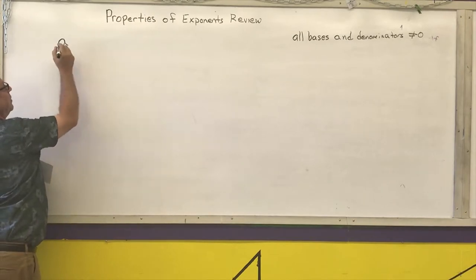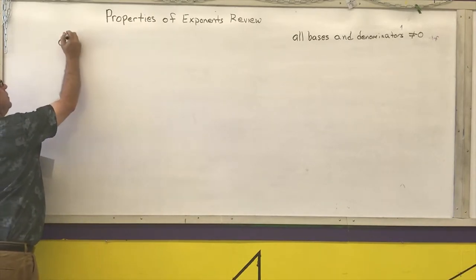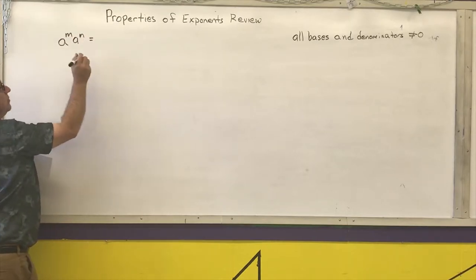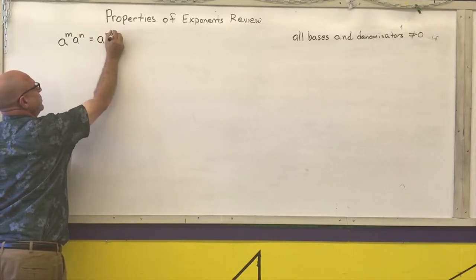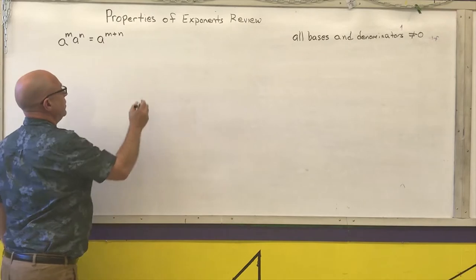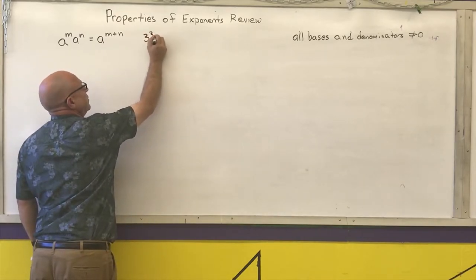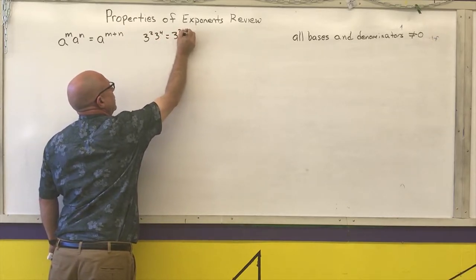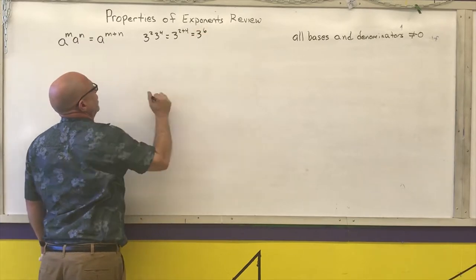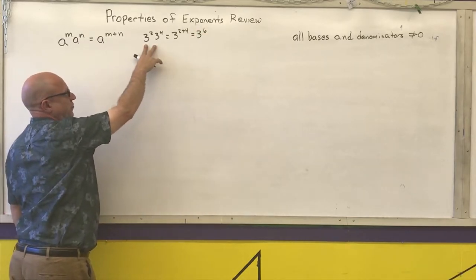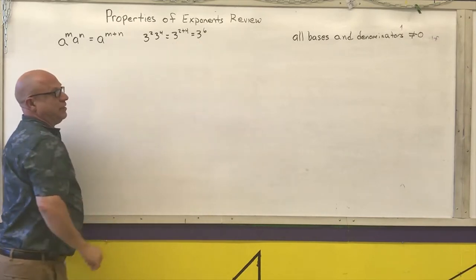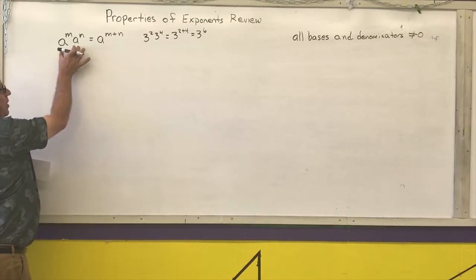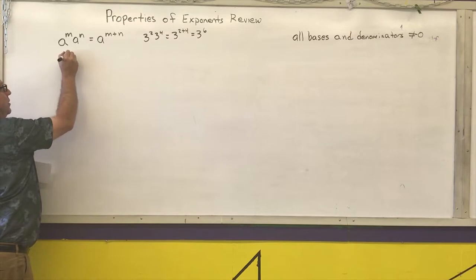So product property, if I have a to the m times a to the n, notice these have the same base, I add the exponents. An example here would be 3 squared times 3 to the 4th is equal to 3 to the 2 plus 4, which is 3 to the 6th. And you can directly go from this first part to the last part. I do not need to see the intermediate step, but for some of you it may help. That's the product property.